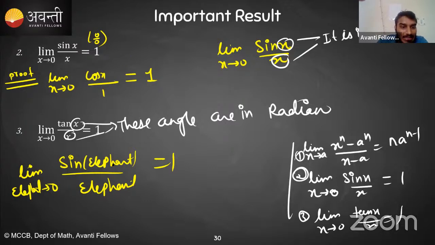Any element, when it is tending to 0, will always give 1. Sine of the element upon the element, where the element is tending to 0, gives you 1. Is this clear? It is not just for x, it works for any complicated function. Am I clear or not? If it is clear, let's proceed further.